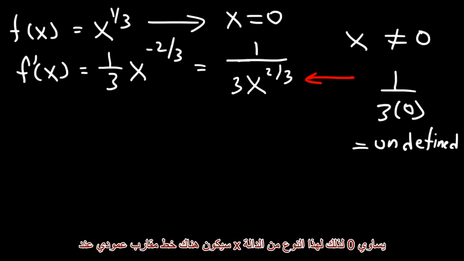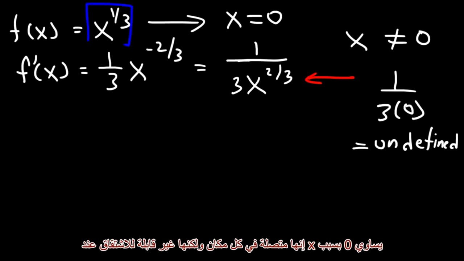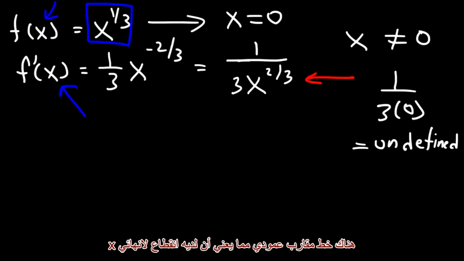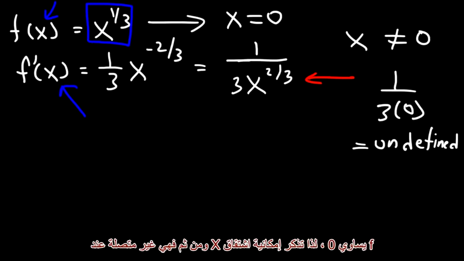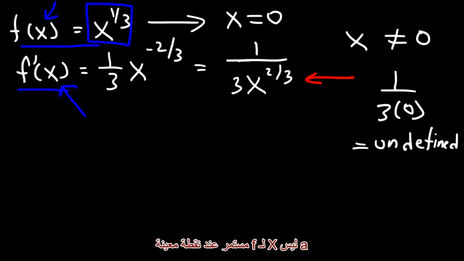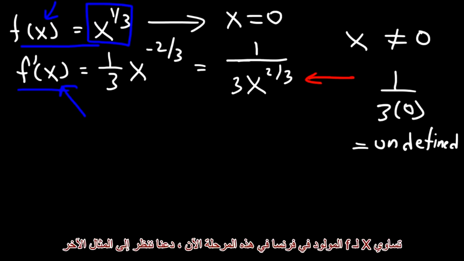So for this type of function, it's continuous everywhere, but it's not differentiable at x equals 0, because for the graph of f of x, there's a vertical tangent, and for the graph of f prime of x, there's a vertical asymptote, which means it has an infinite discontinuity, and so it's discontinuous at x equals 0. So remember, the differentiability of f of x describes the continuity of f prime of x. So if f prime of x is not continuous at a certain point, f of x is not differentiable at that point.